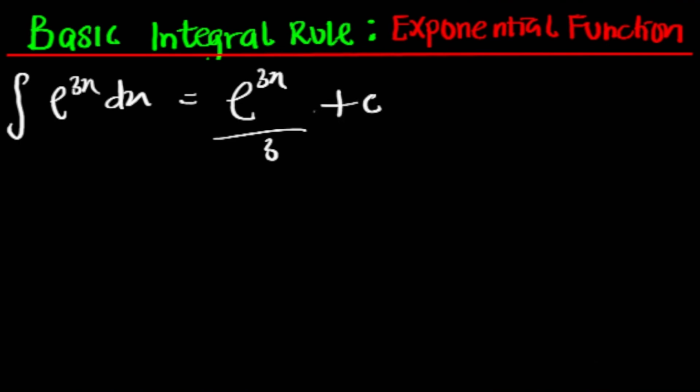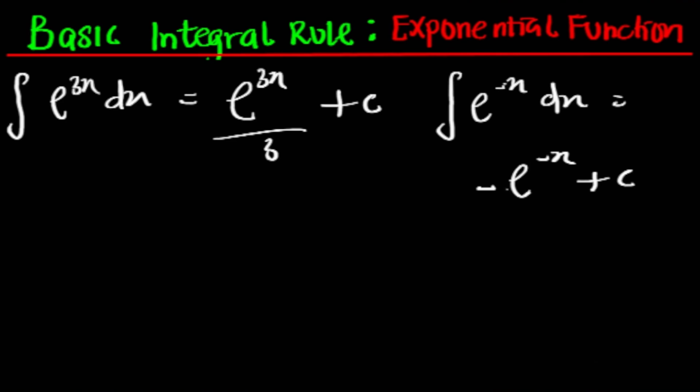That's what you're going to have, right? Now another one is that if you are given the integral of exponential minus x dx, you should have the answer to be equal to minus exponential minus x plus c. This is what you are going to have, and I'm going to show you now.